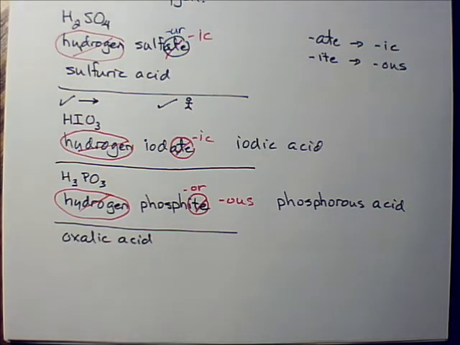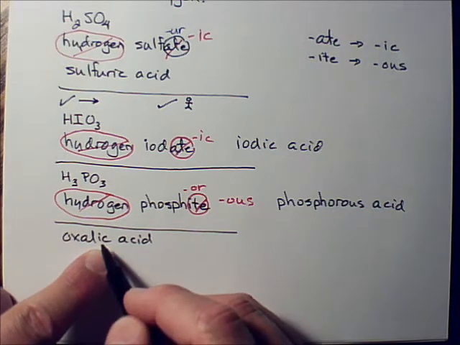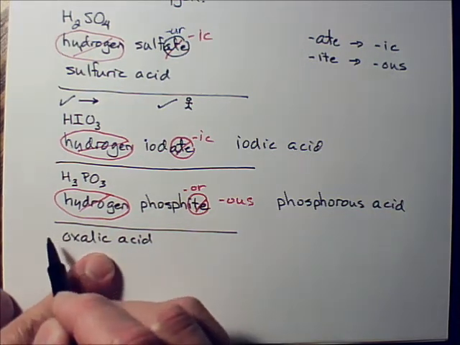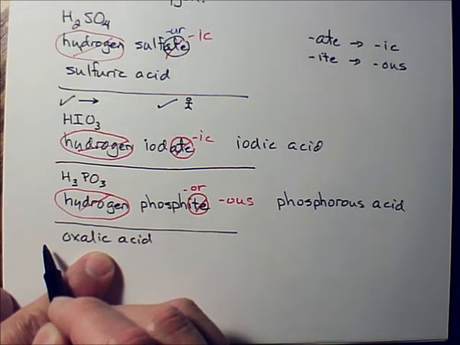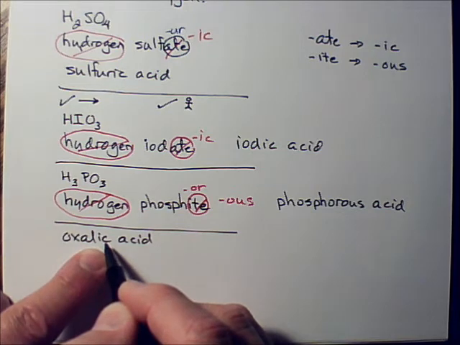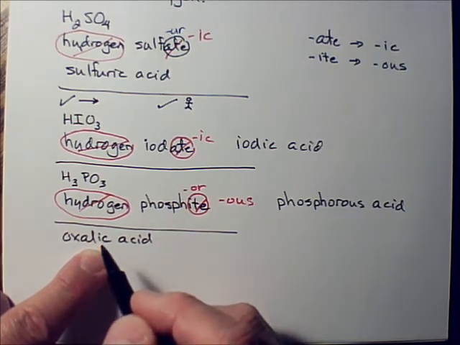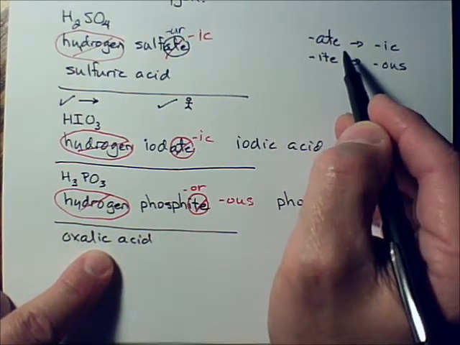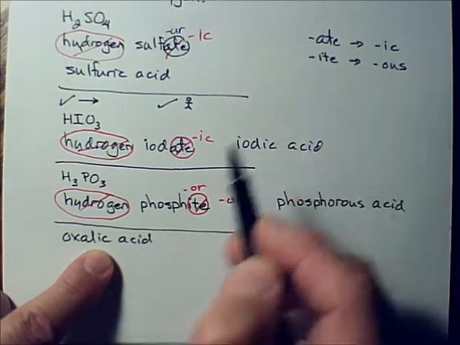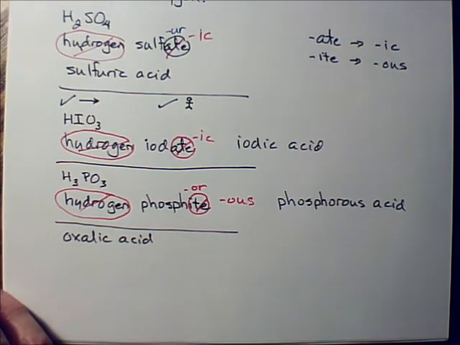So if it's written like that, how would you know if it's more than 2 elements? Well, this IC ending. If this were a binary acid, we'd have hydro on the front of the name. So it's not a binary acid. Binary acids always have hydro on the front. So this IC ending on a word means that it's a polyatomic ion, and the IC ending always comes from the ATE ending. So we're going to look for oxalate.